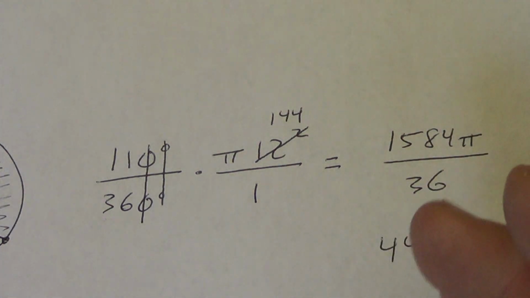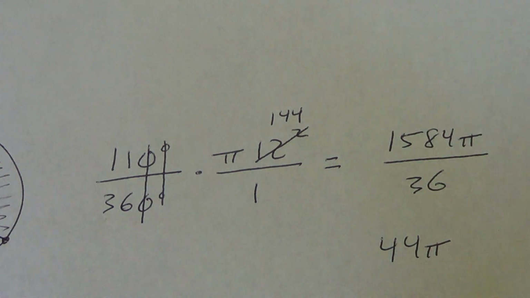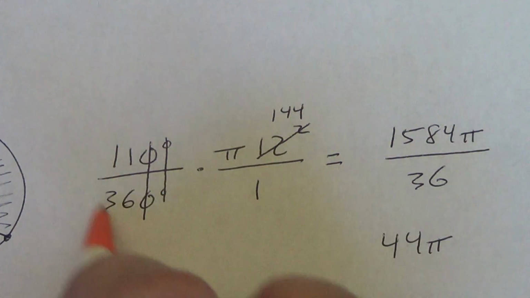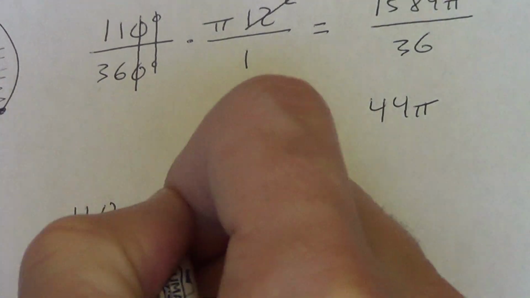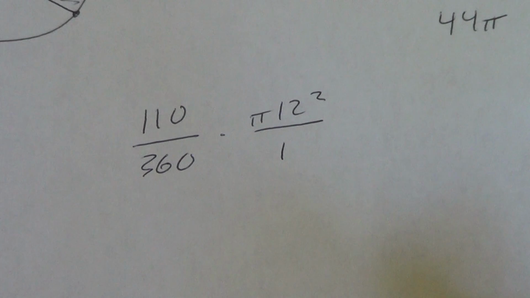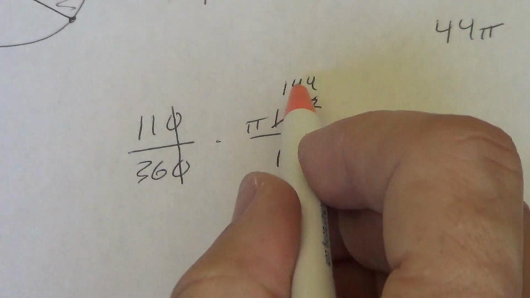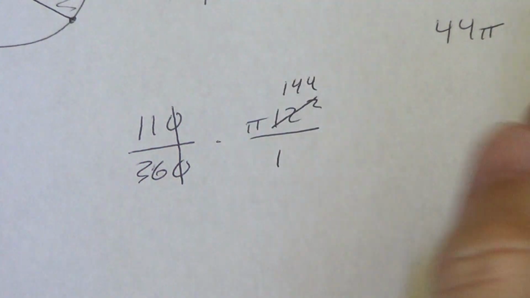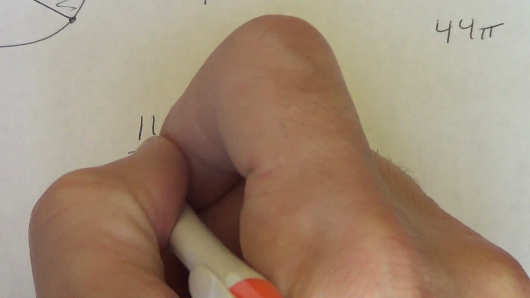Okay, if you aren't sure if it would divide perfectly, you could divide by 4 to start with and then keep going. All right, I'm going to show you how you can do this a separate way. So we had that 110 over 360 times pi 12 squared over 1. All right, so we cancel the zeros. This became 144. If you notice that 36 and 144 can reduce, they're actually both divisible by 36. If you don't notice that, let's just start with 9, see what happens.